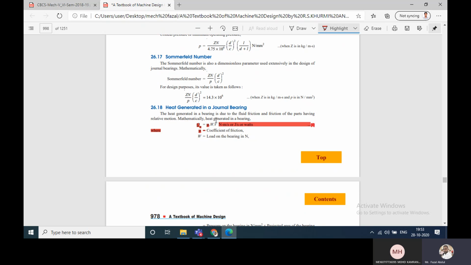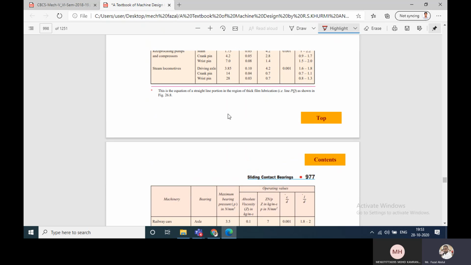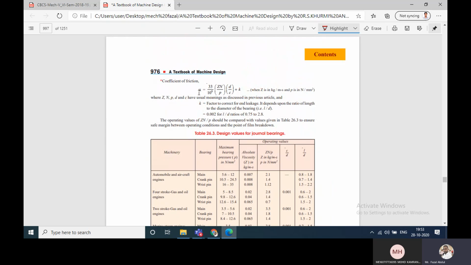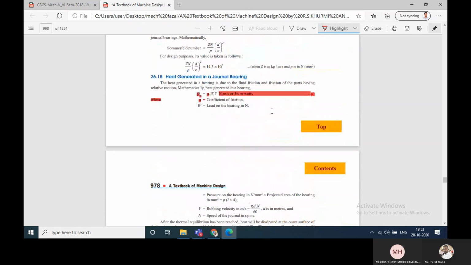Mu is the coefficient of friction. Just now you have calculated it here; see, this is the mu. W is given in the question. W will be given in the question, the load on the bearing, and V is the pitch line velocity.